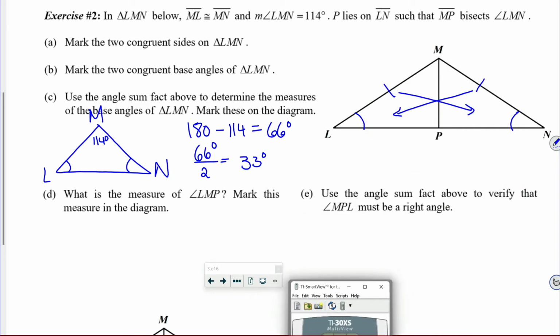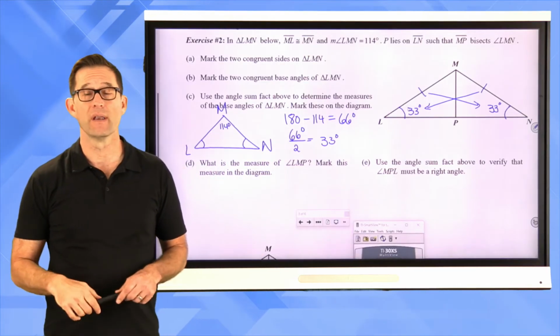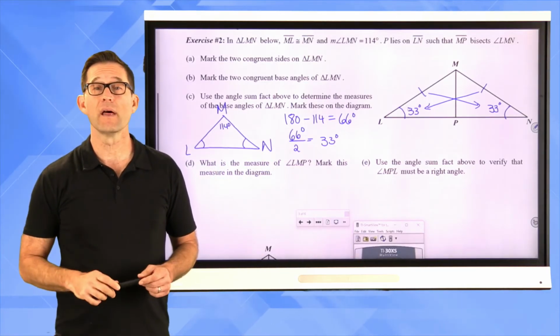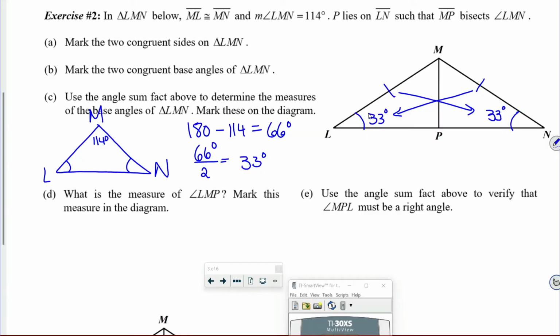So each of those base angles has to be 33 degrees in order for the three angles of triangle LMN to add up to 180. All right, let's look at letter D. What is the measure of angle LMP? Mark this on the diagram.